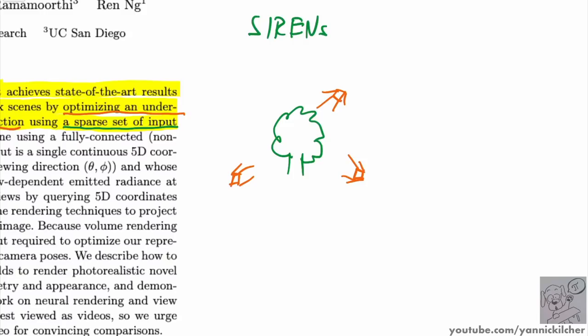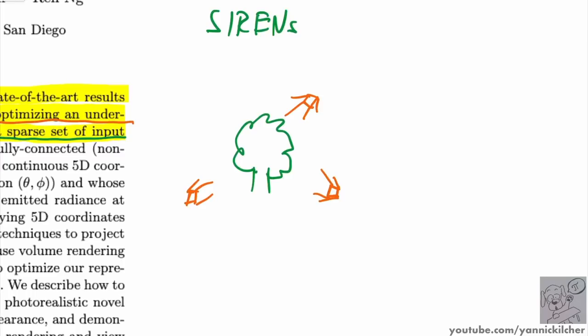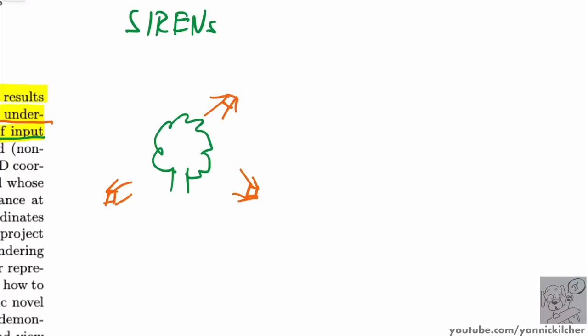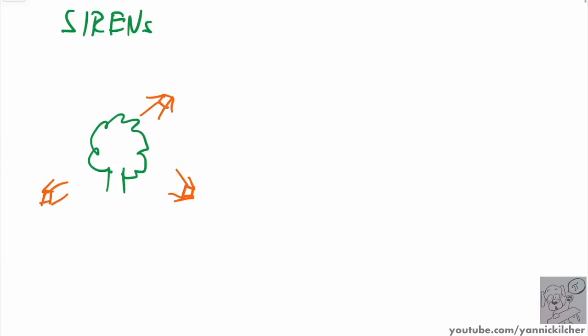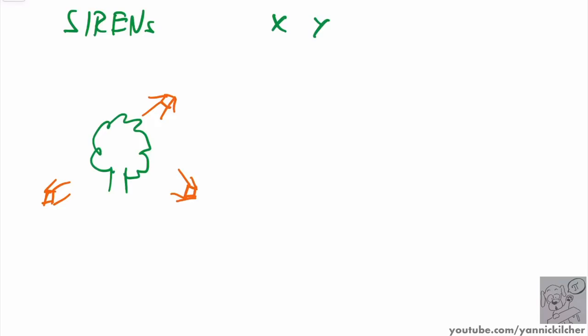This is really different from classic deep learning. If you ask someone, how would you go about this problem with deep learning? What they would tell you is, okay, I need a data set. I need a data set of these different scenes. And now I have my X and my Y. So the input X is going to be always like 30 images of a scene, and Y is going to be the scene itself, like the tree or the mesh of the tree or something like this. And I need this many, many times.